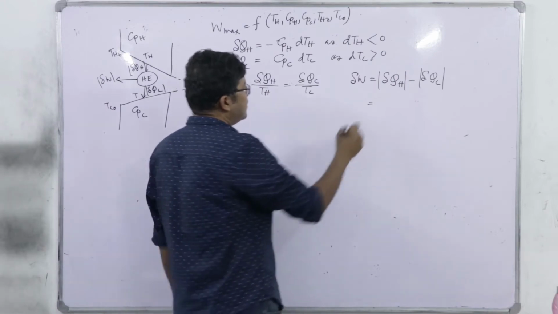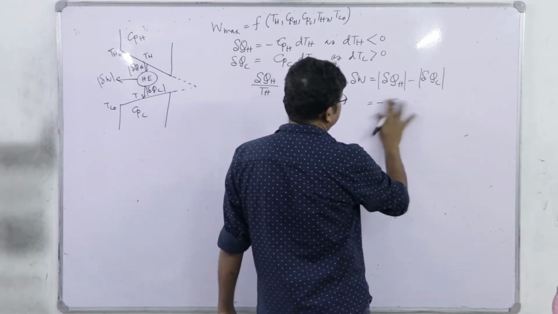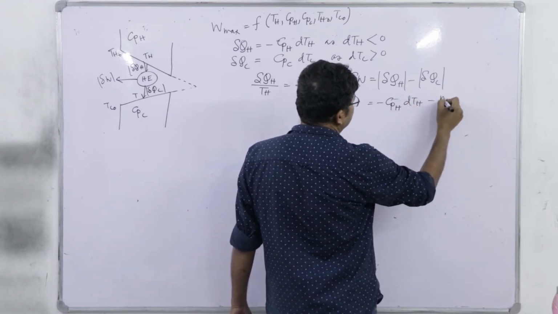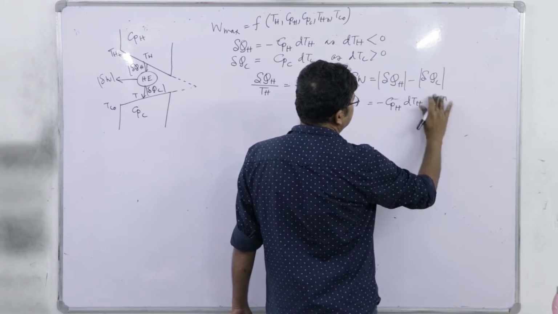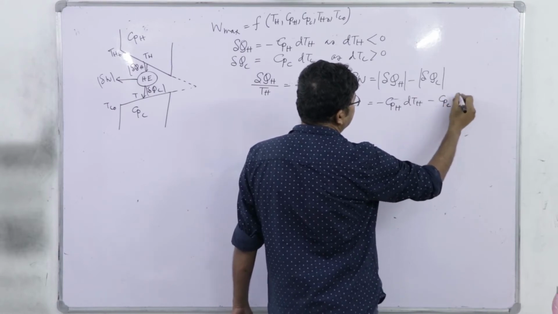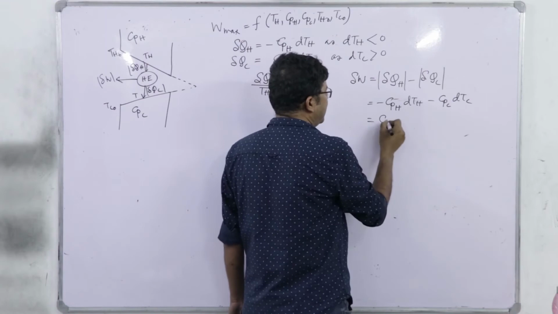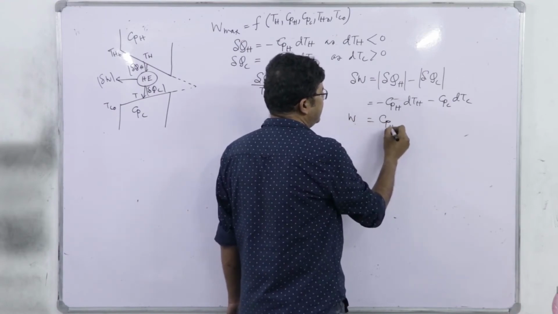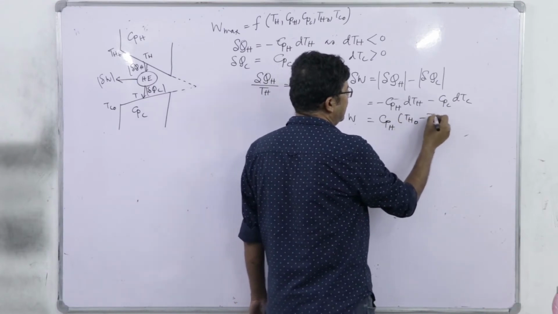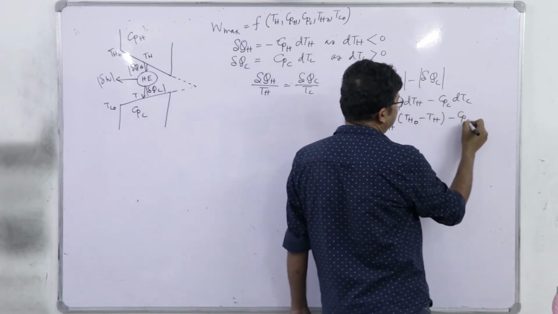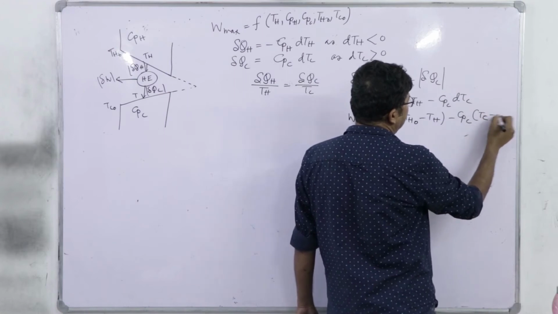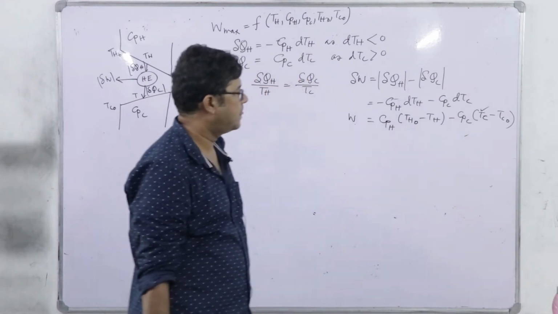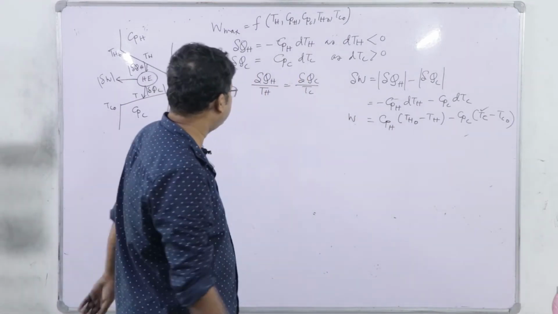So, this is minus CPH into dTH and minus CPC into dTC. So, if I integrate, W equals CPH into (TH naught minus TH) minus CPC into (TC minus TC naught). So, our task is to replace this TC, right. Our task is to replace this TC.